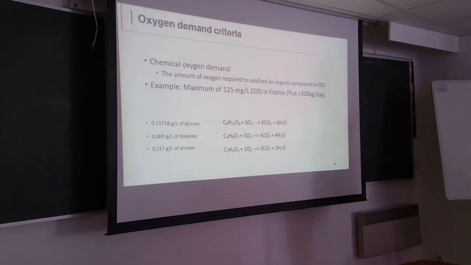So the idea of this is that we are going to oxidize the substrate until carbon dioxide and water, and you're going to have a demand in oxygen to oxidize each substrate. So for example here, glucose, the maximum limit you're going to have is 0.1, and butyrate is the one that we're going to have to clean the most, so it's the most problematic.